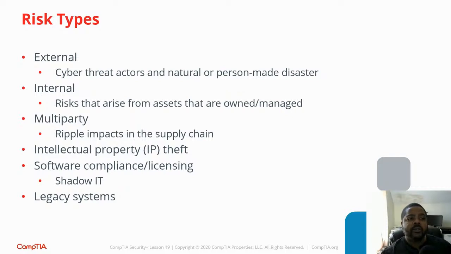So we have risk types. It could be an internal or external actor. External could be a hacker from Germany, or something God made, where it's a natural disaster, flooding, hurricanes, things of that nature, or a person made disaster where it could be viruses, or any kind of denial of service where they're cutting the power to your building. So those are external risk factors.